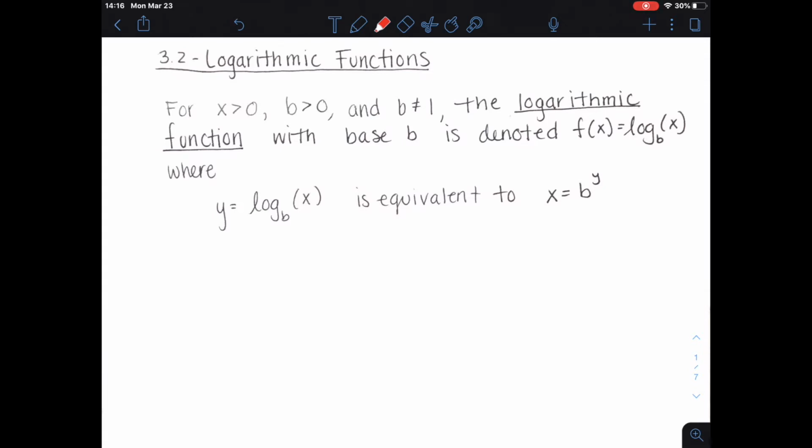The way you can think of this is you have y equals log base b of x. You can rewrite that as an exponential function. So it's equivalent to x equals b to the y.